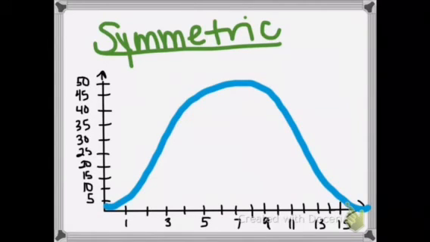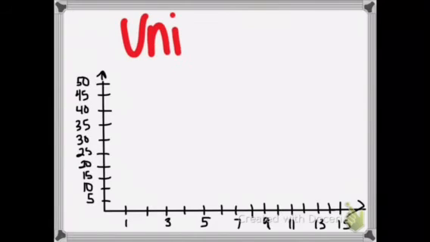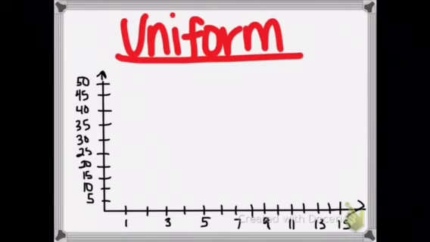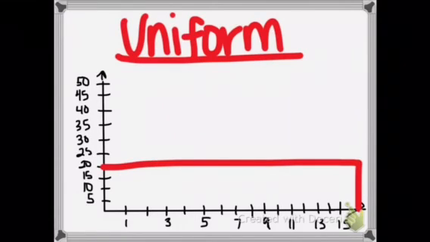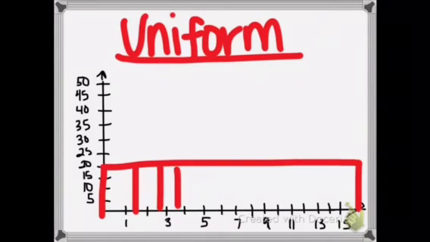A frequency distribution is uniform or rectangular when all entries or classes in the distribution have equal or approximately equal frequencies. A uniform distribution is also symmetric.